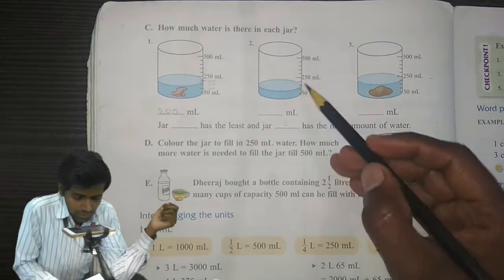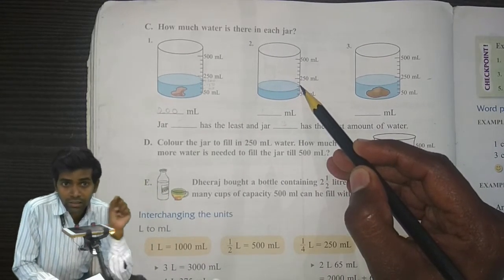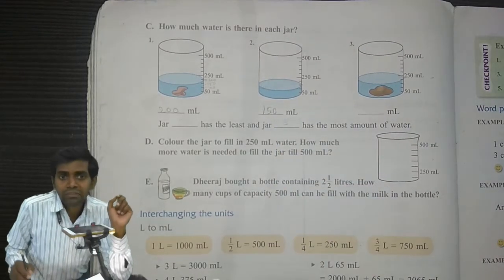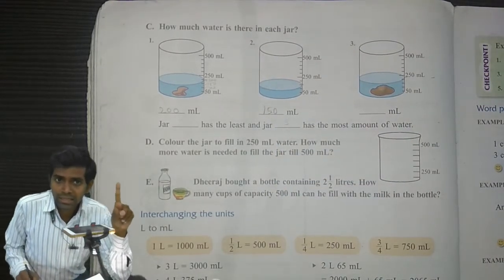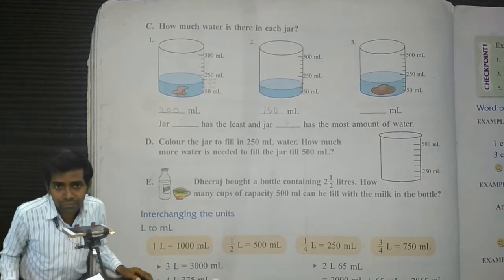And as you can see here, the water level is up to the third mark. तीसरे line तक है, the third smallest line. So the answer is 150 milliliters. The first line is 50, second line is 100, and the third line will be 150.